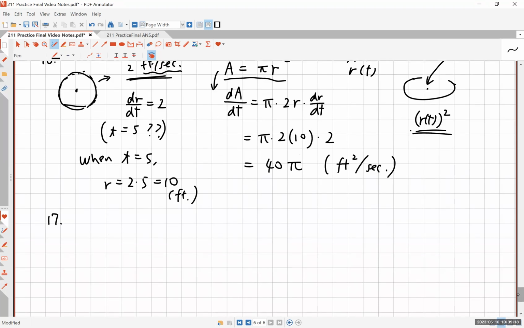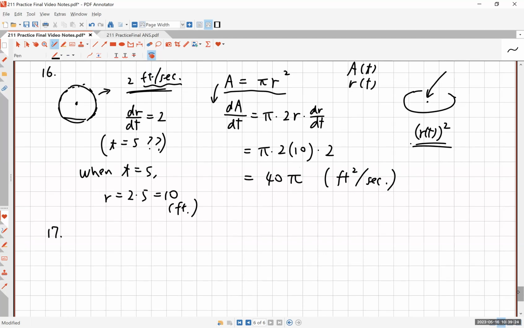Sounds intelligent, huh? And sounds cool. And this is one of the most important applications of calculus: to find rates with respect to time.